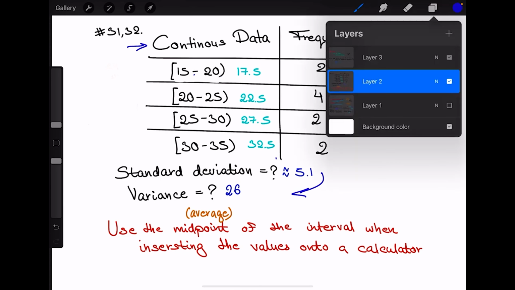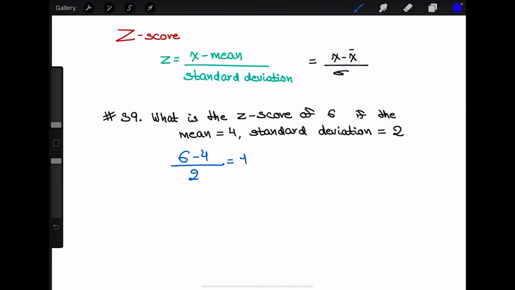Now moving on to z-score. You will maximum have 1 or 2 questions, and it will probably be a direct application of this formula right here. This is a number in the data set minus the mean divided by the standard deviation. The question will probably come like this one over here. What is the z-score of 6?